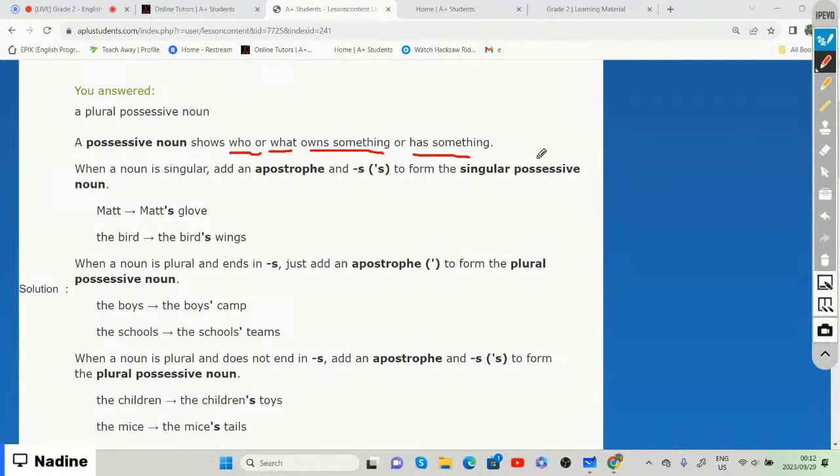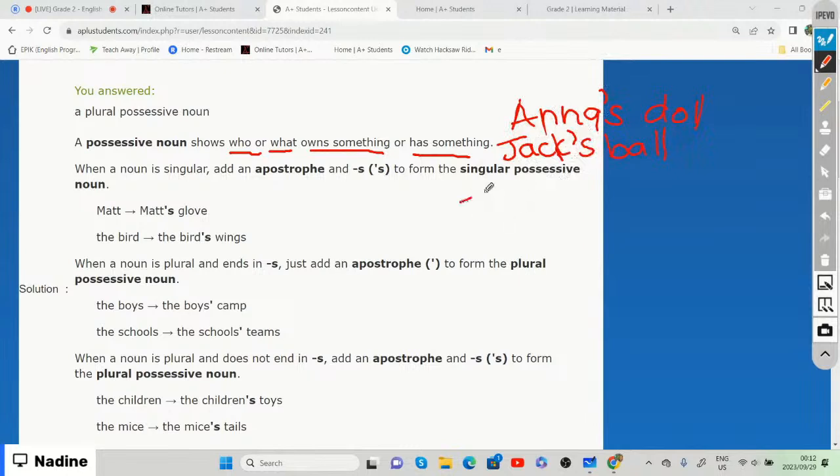So we don't just say Anna doll. If your name is Anna, we don't just say Anna doll, right? We need to say it's Anna's doll, and we put the apostrophe and the S. If it's Jake's ball, right? We don't just say Jake ball. We need to say it is Jake's ball, and we put the apostrophe.